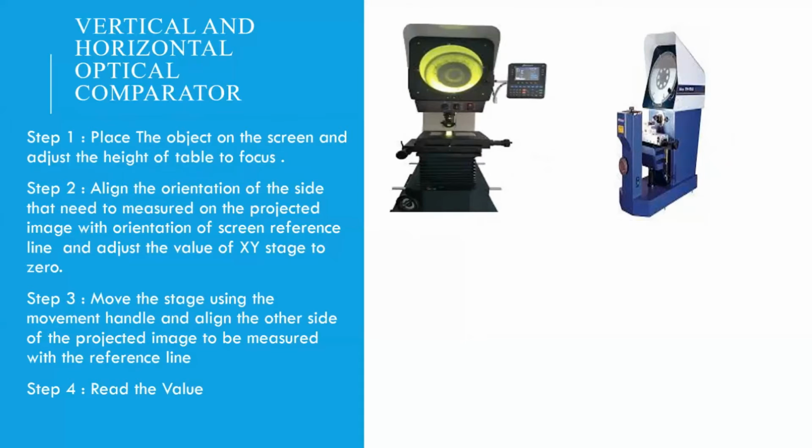Step 3, move the stage using the movement handle and align the other side of the projected image to be measured with the reference line. Step 4, read the value.